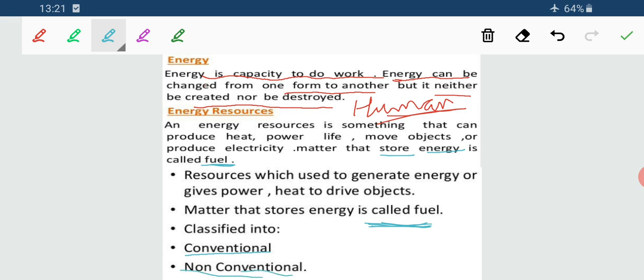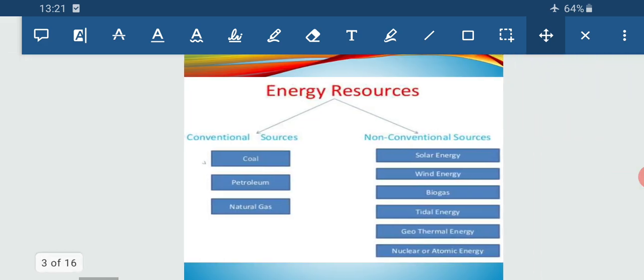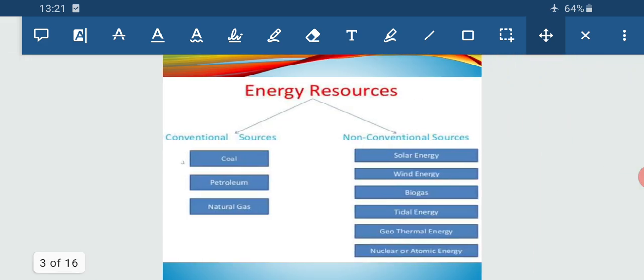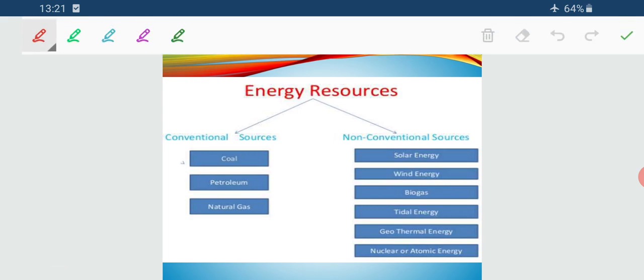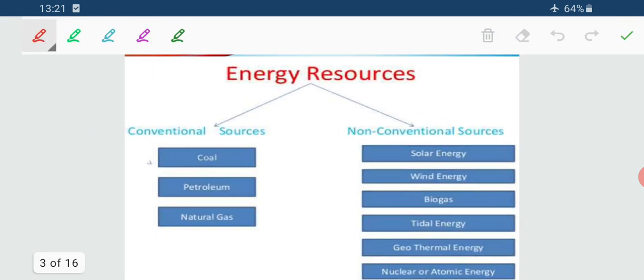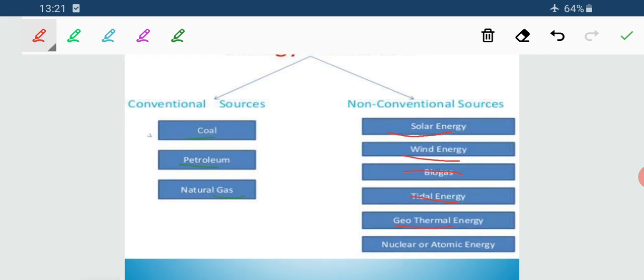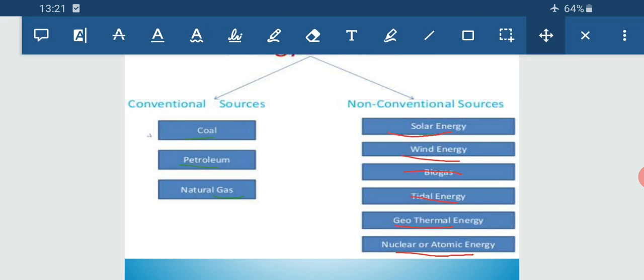Now let us proceed with the types of the conventional energy resources. Before going to this, you can see the types of the conventional: coal, petroleum, natural gas come under this, and one more is electricity, because we generate thermal electricity from the conventional. And the non-conventional, we are having solar energy, wind energy, tidal energy, biogas, then geothermal energy, and nuclear energy or atomic energy. These are the non-conventional energy resources.